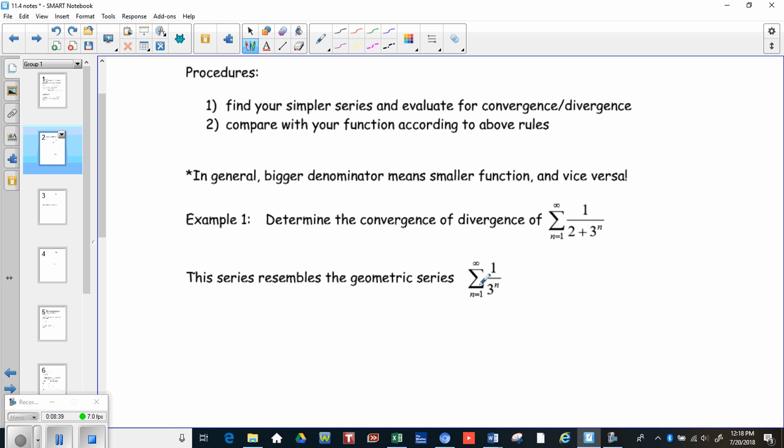1 over 3 to the n, we should recognize that we could rewrite, we'll call this b sub n. This is what we're going to compare. This is our a sub n. This is our original series. We're going to call this b sub n.